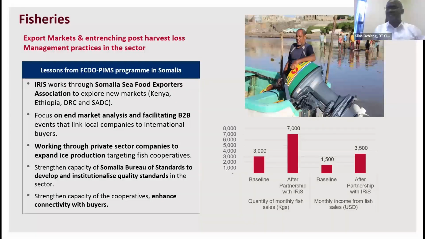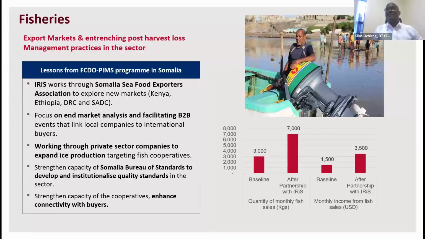For the fisheries sector, learning from the FCDO-funded PIMS program between 2015 and 2019, our focus has been around expanding market access. And of course, we understand Somalia has the longest coastline, of 3,300 kilometers, so much fish, but access to market is a challenge. This is a critical constraint we are trying to address as a program.